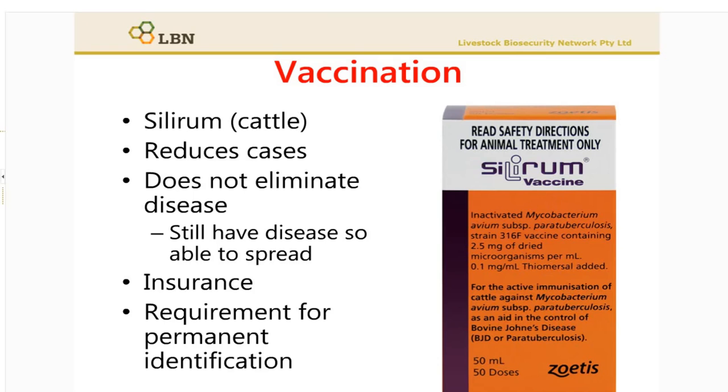The other thing about the vaccine is it's required to permanently identify animals which have been vaccinated, so that they don't end up in overseas markets of live export, because there is some interference with some of the tests for Johne's disease, but also some of the tests for tuberculosis, which is also a mycobacterial disease. So you may get reactors in a tuberculosis test overseas, and certainly the cattle industry doesn't want that to happen.